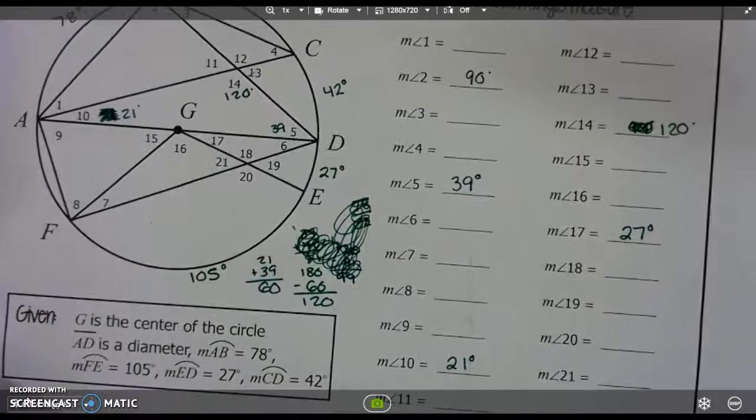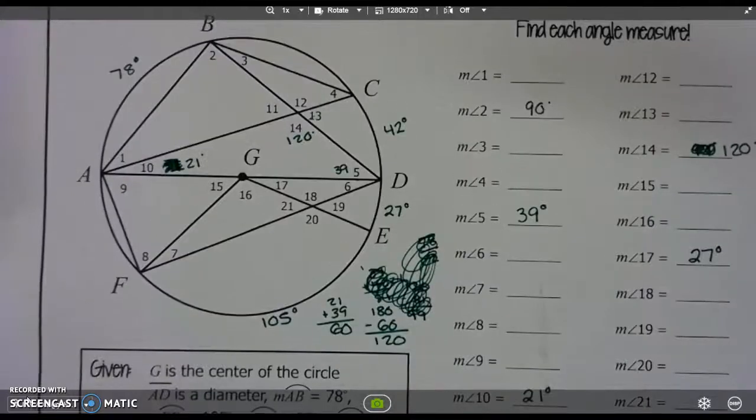Okay? Good luck. Remember, this is a quiz grade. It is a group quiz grade, so you can work on it together. But make sure you turn it in to the sub before you leave. He's going to put it in the folder. Okay? Bye.